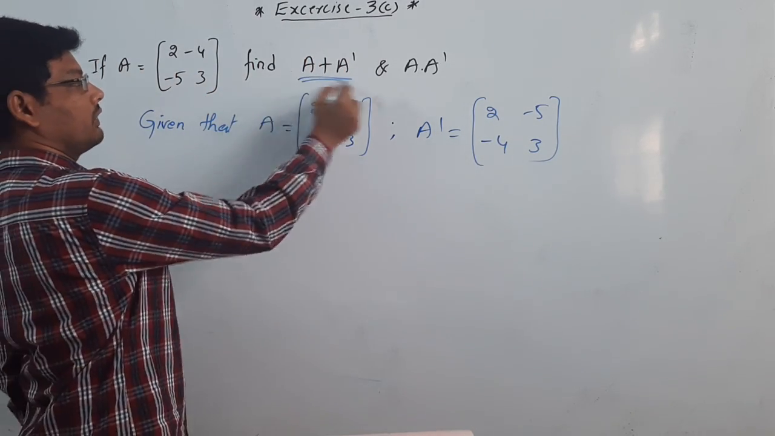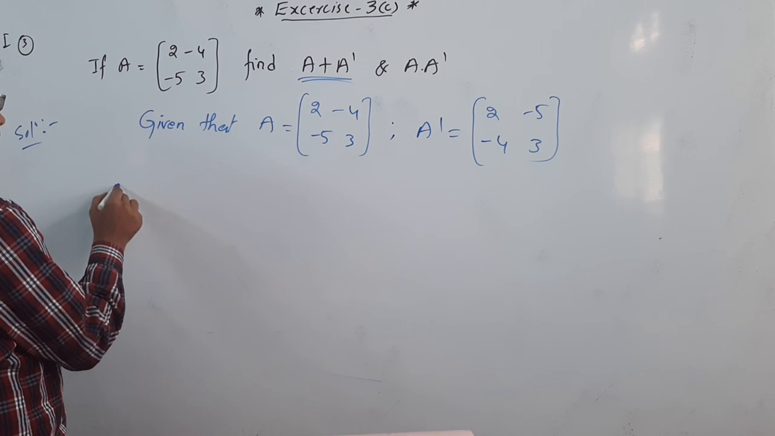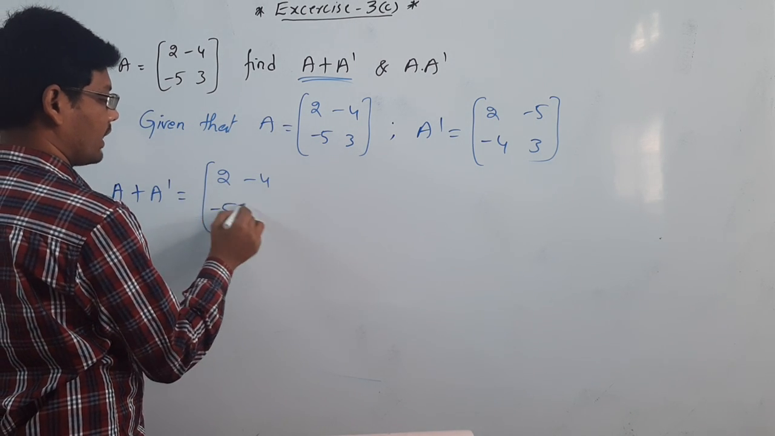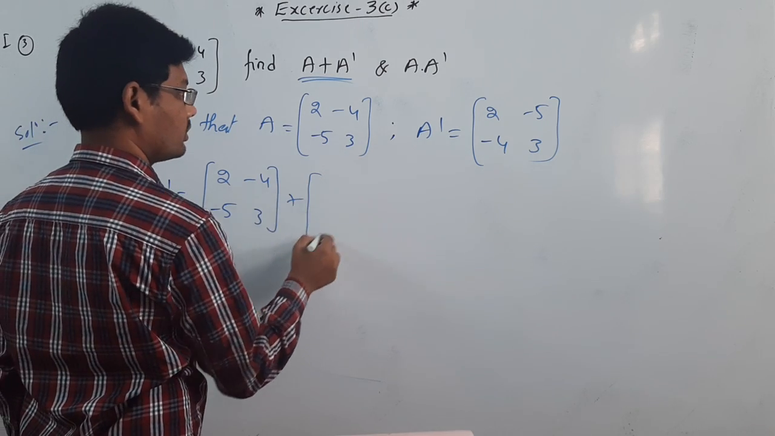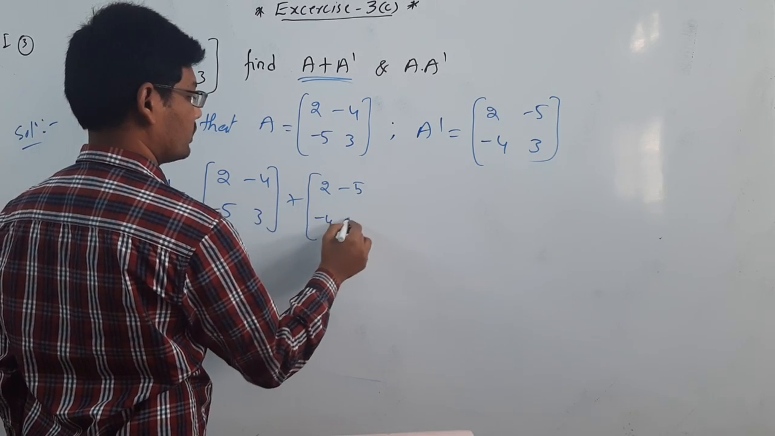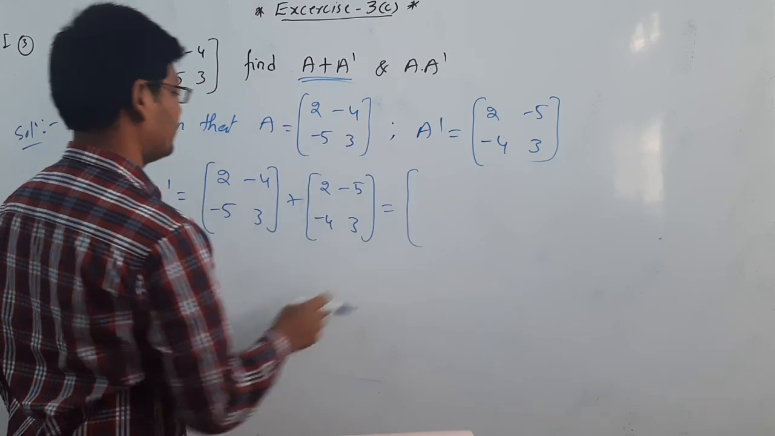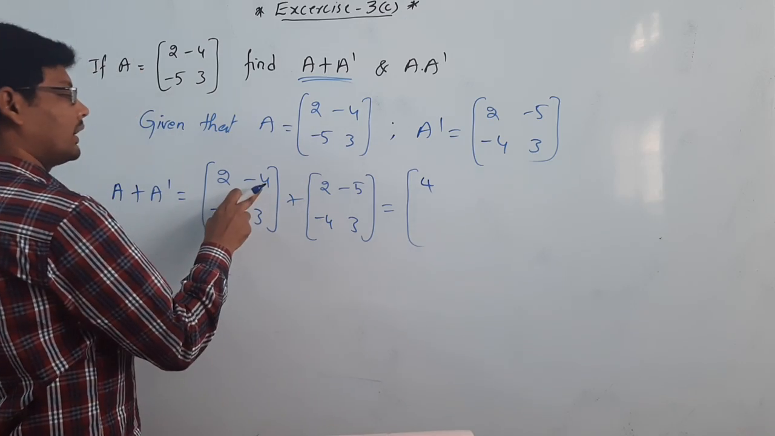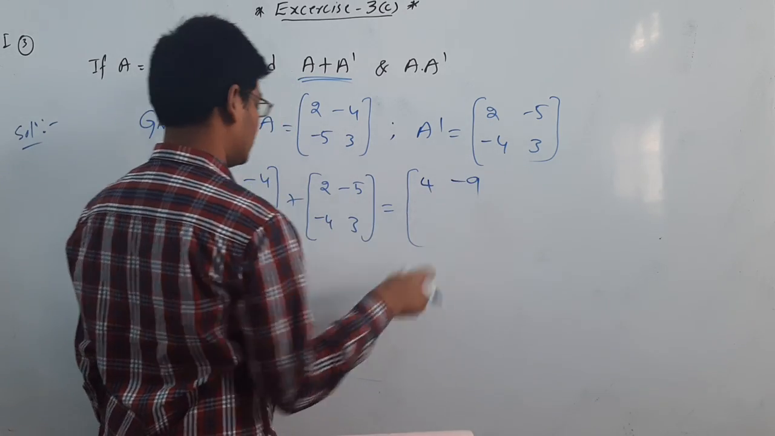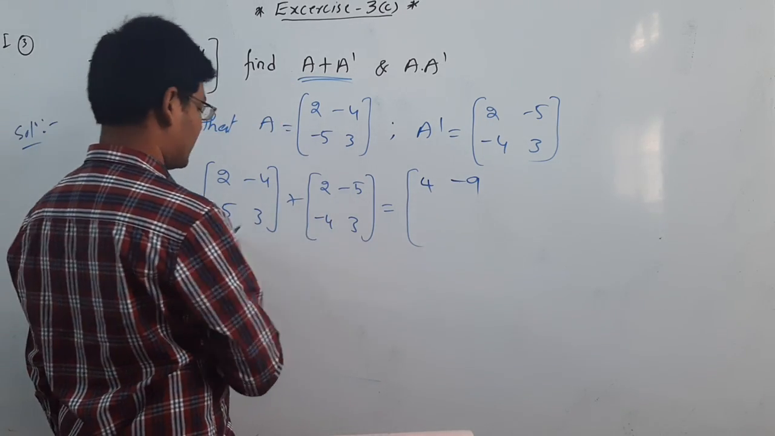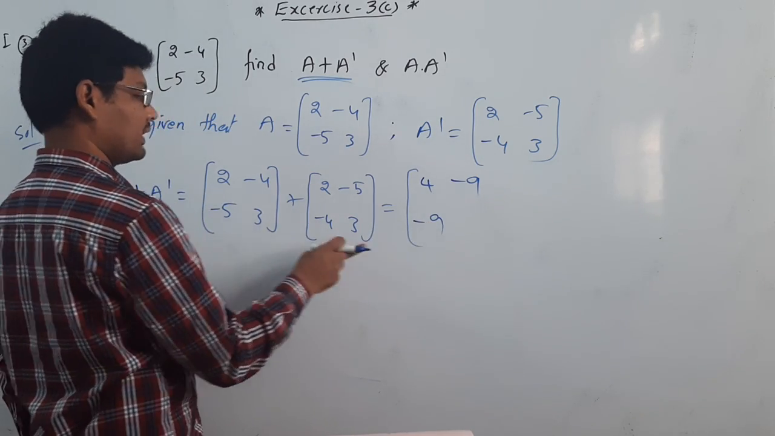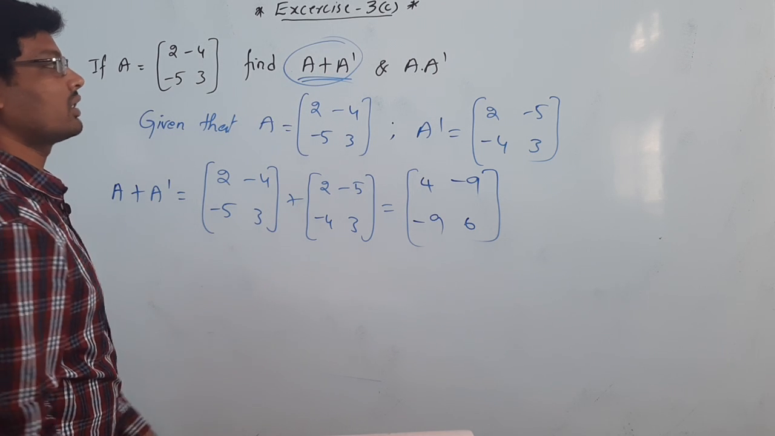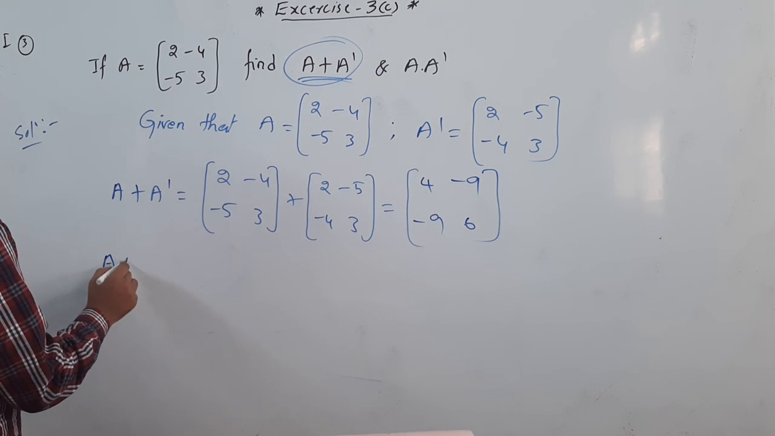And the first question is A plus A dash. A plus A dash is nothing but 2 minus 4 minus 5 3 plus 2 minus 5 minus 4 3. Let's add the corresponding terms here. 2 plus 2 is 4, and minus 4 minus 5 is minus 9, and minus 5 minus 4 is minus 9 again. 3 plus 3 is 6. This is the solution for A plus A dash, and the next one is A into A dash.